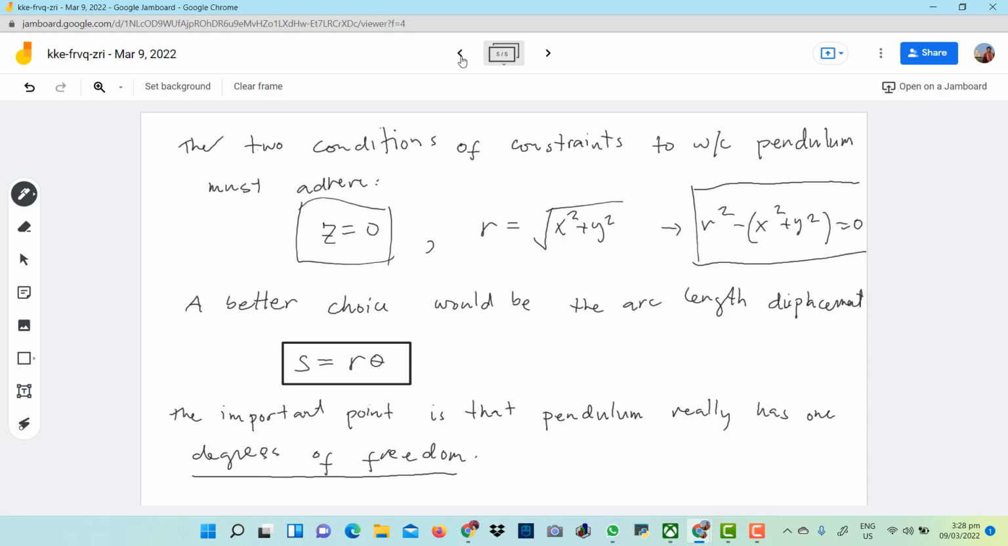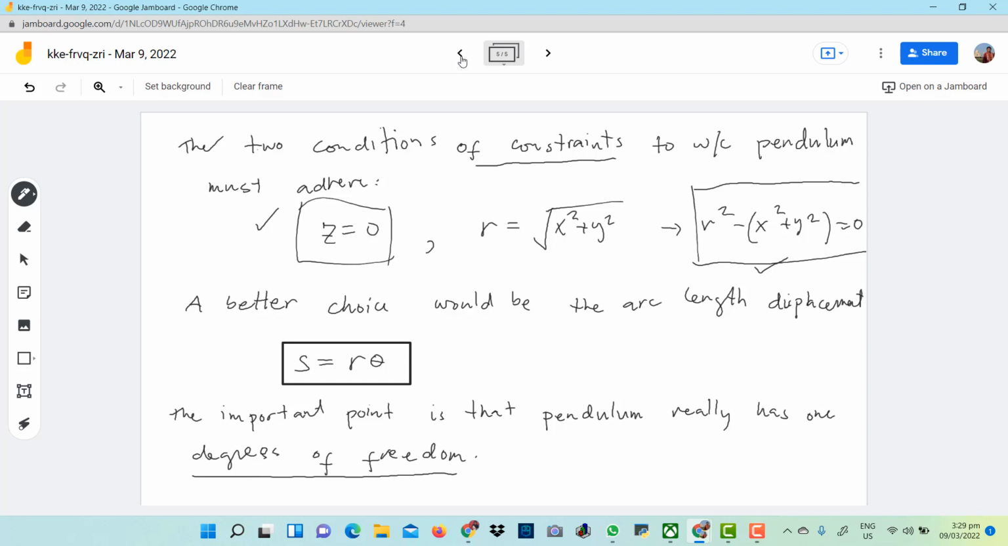But I have added two equations of constraints: z equals 0 and r squared minus x squared plus y squared. So what will happen to the degrees of freedom? Instead of 3 degrees of freedom, with two equations of constraints, only one degree of freedom is left for your pendulum.